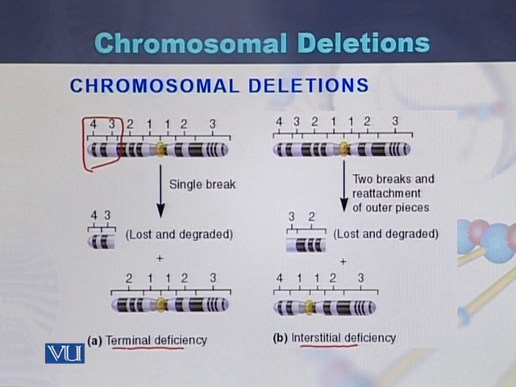deleted. While in the case of interstitial deficiency, the fragment present in the middle of the chromosome is deleted. This is the fragment marked as 2 and 3. If this fragment present in the middle of the chromosome is deleted, then it is called interstitial deficiency or interstitial deletion. So chromosomal deletions are of two major types: terminal deletions and interstitial deletions.